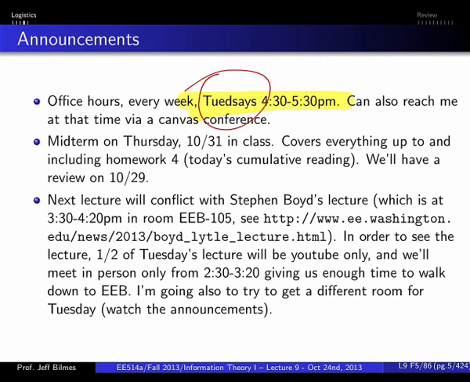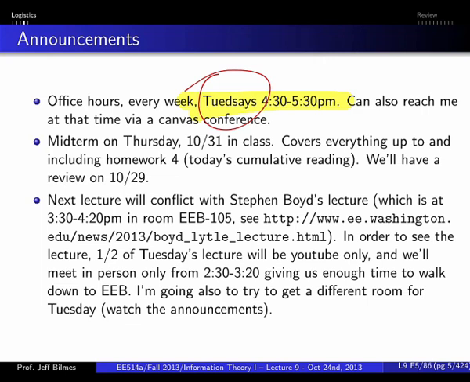The midterm's on Thursday, a week from today actually. It covers everything up to it, including today's cumulative reading and homework 4. So what's on the midterm will include homework 4, which covers chapters 4 and 5. And I'll do a review on 10/29.